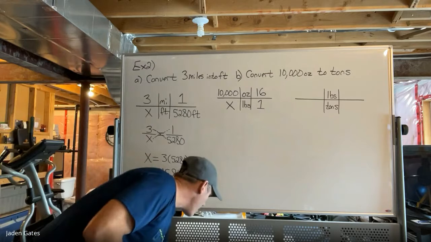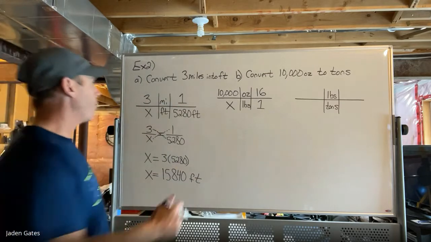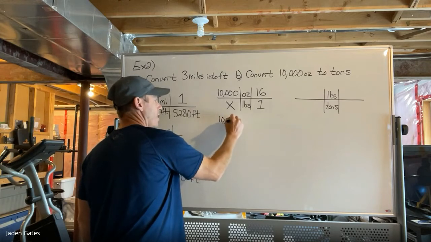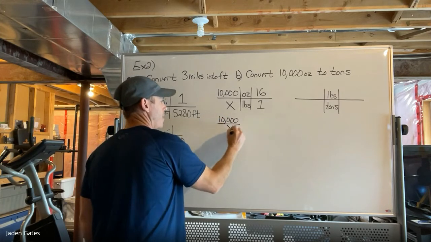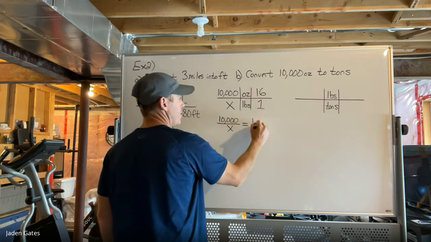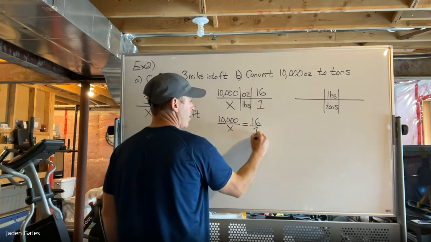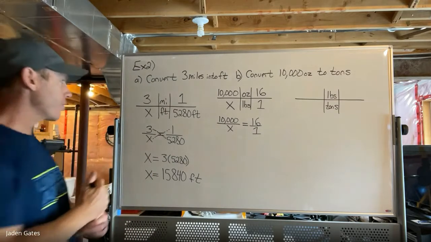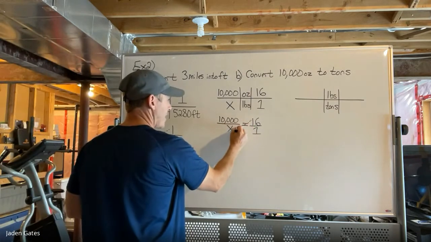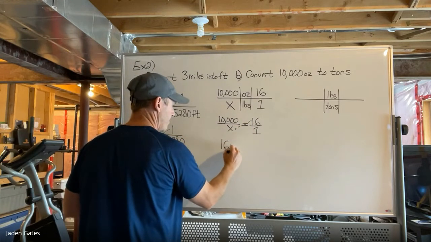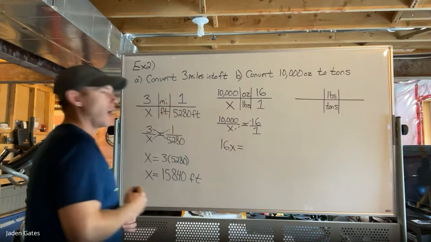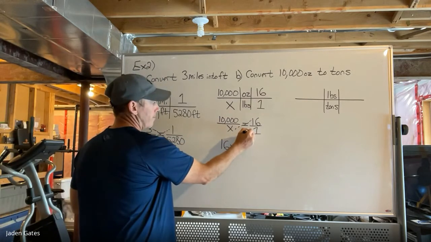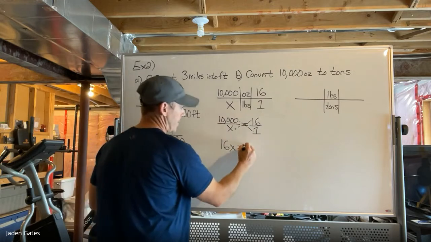All right. So now, again, just like I did before, I'm going to create a fraction equaling a fraction. So I get 10,000 on the top, x on the bottom is equal to 16 on the top, and a 1 on the bottom. Once again, I'm cross multiplying. All right, so I got 16 times x. That's one side of my equation. On the other side, I'm going to have 1 times 10,000. Well, 1 times 10,000 is 10,000.